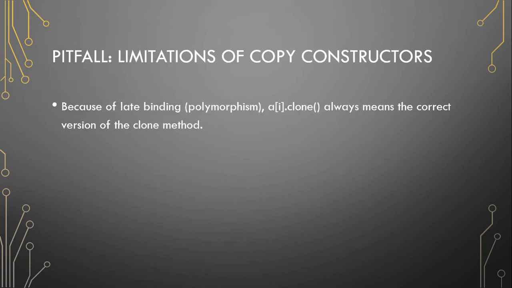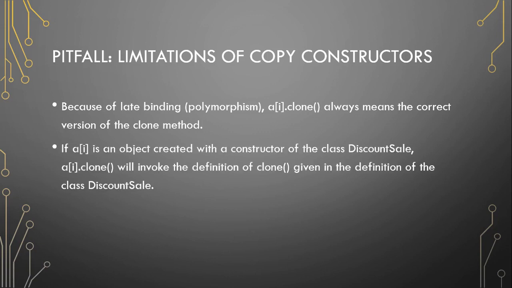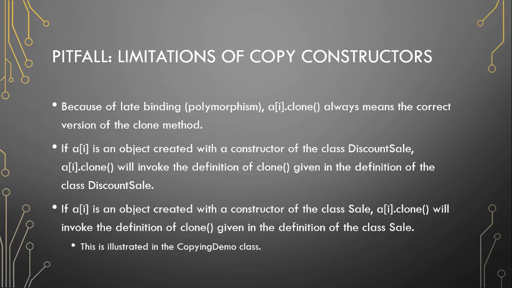All right. Now this is because of late binding. That clone will end up working. So late binding, if you remember, is polymorphism. a[i].clone() always means the correct version of the clone method will be used. Now, if a[i] is an object created with the constructor of the class DiscountSale, a[i].clone() will invoke the definition of clone given within the definition of the class DiscountSale. If a[i] is an object created with the constructor of the class Sale, a[i].clone() will invoke the definition of clone given within the definition of class Sale.